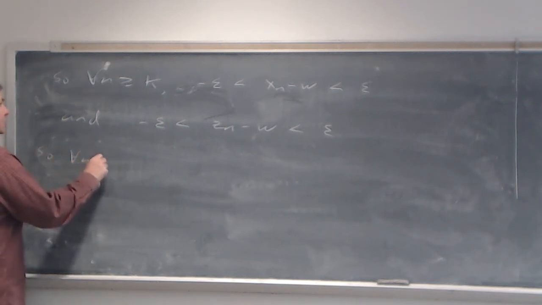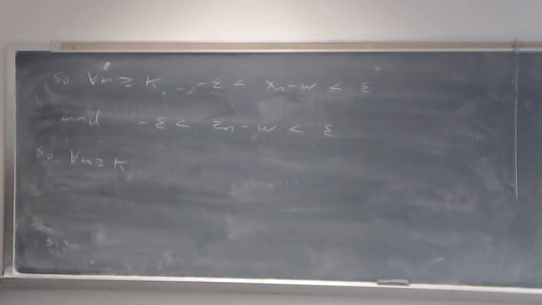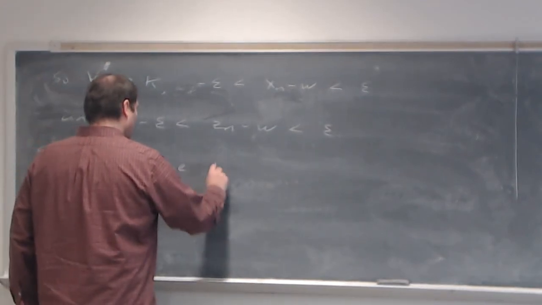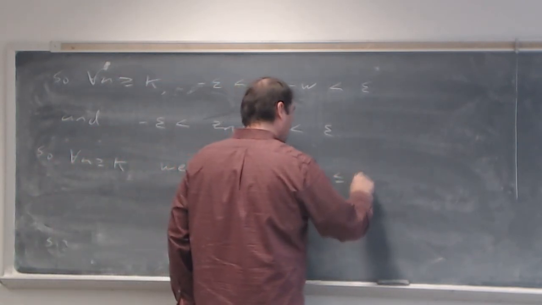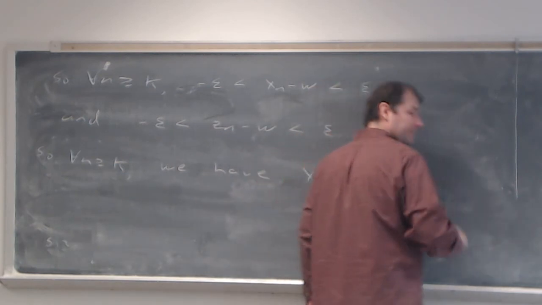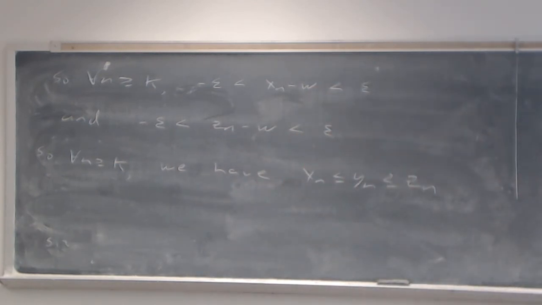So for all n greater than or equal to k, really the first part of this, I want it to work for all n greater than or equal to k, but what I'm about to write down is true for all n. Okay? We have x sub n is less than or equal to y sub n is less than or equal to z sub n. That was a statement that's part of the conditions of the theorem.